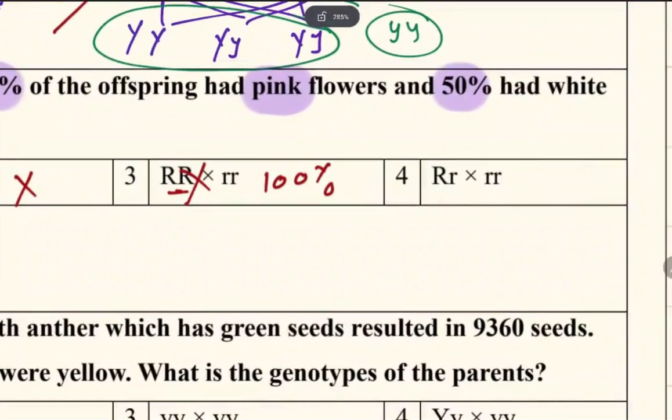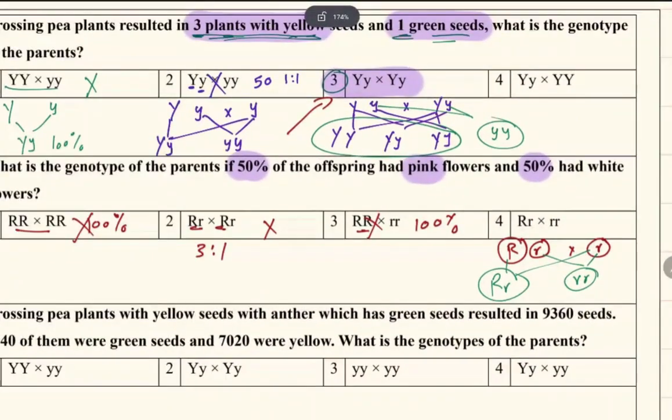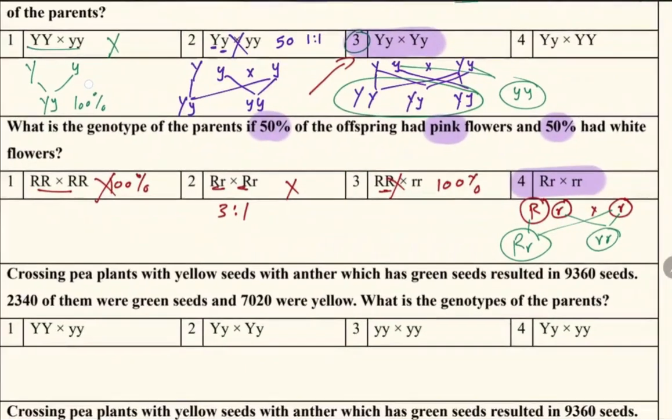Let's see this one. R capital, R small, I cross it with R small, R small. The gametes here we have 2, and the gametes here I have only 1. So this with this one, R capital, R small. This with this one, R small, R small. So it's going to be 50-50, 50 pink, 50 white. This is the genotype which will give me this result.